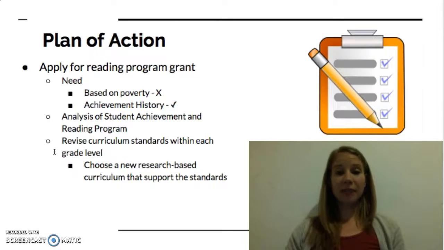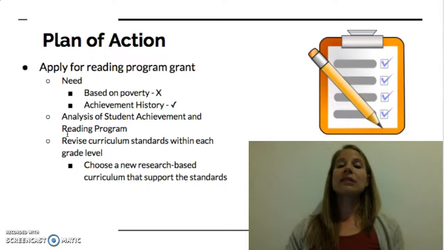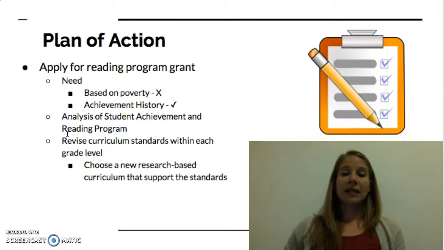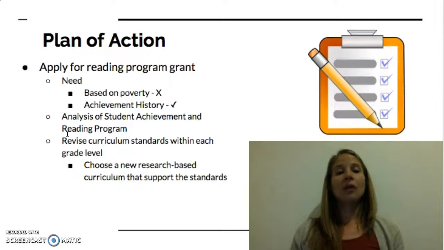In order to apply for this grant, we need to conduct an analysis of student achievement and reading program. The student achievement analysis has already been conducted, as you can see in our declining reading scores and the state assessments. Also, the reading supervisor conducted a thorough analysis of our reading program, so that step in the plan of action is already completed. We also need to revise our curriculum standards within each grade level, and look at those standards to choose a new research-based curriculum.